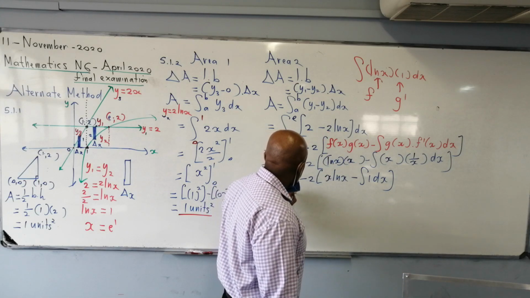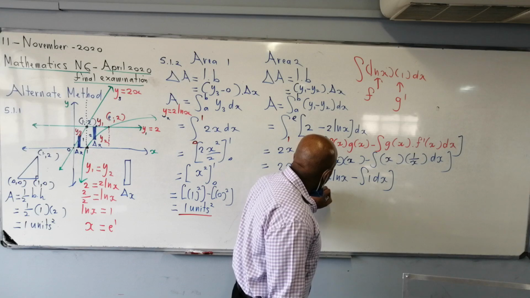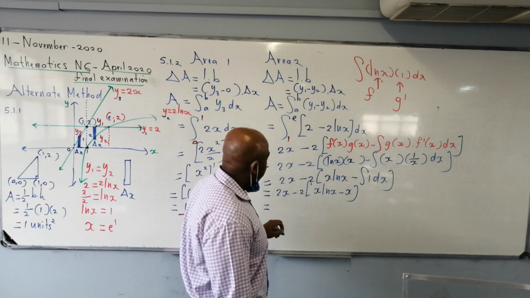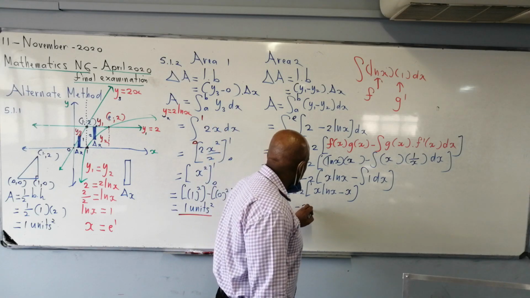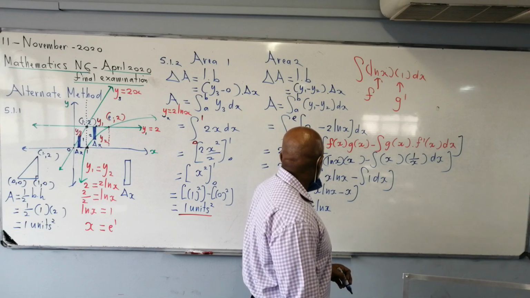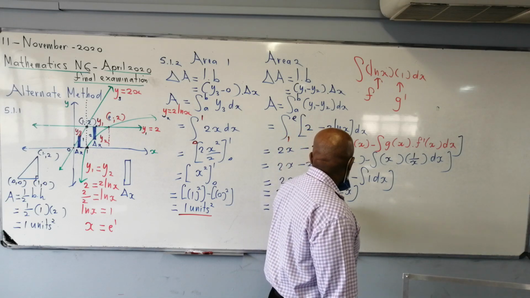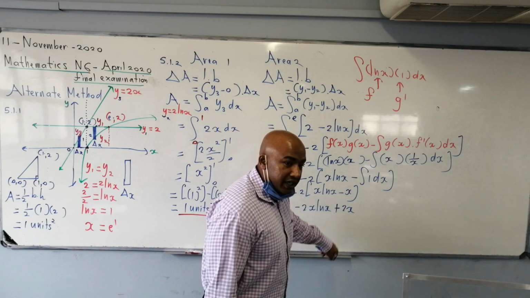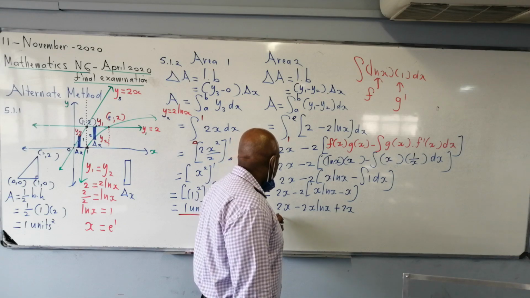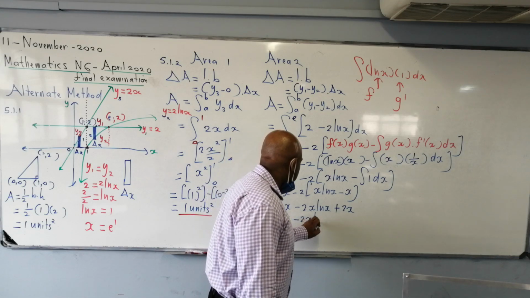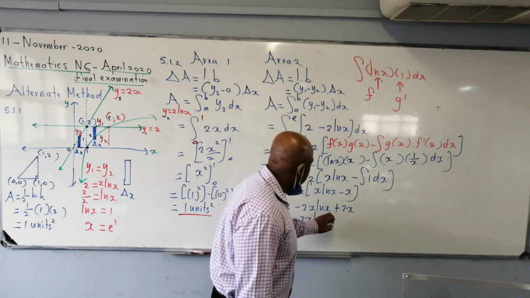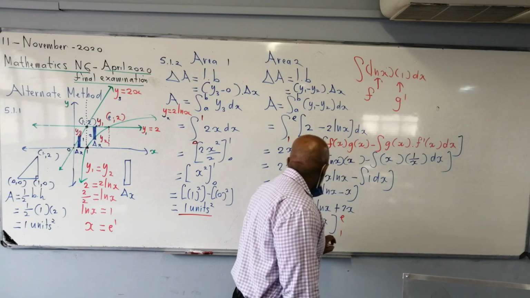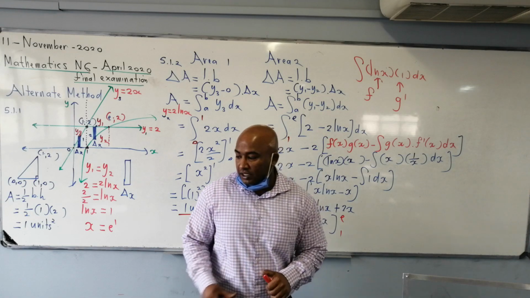So therefore I got 2x minus 2 times x ln x minus, integrate 1, that will be x. So I got 2x minus 2x ln x, and then plus 2x, because negative times negative there is positive. So I'm getting 4x minus 2x ln x. Finally, everything has been sorted out. We need to substitute e and 1. Let's see what we get.